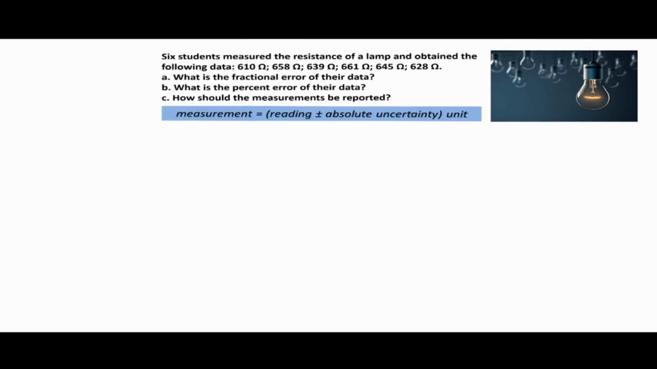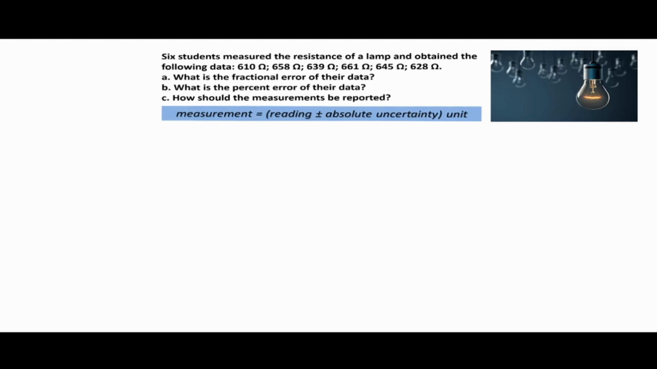For our next problem, six students measured the resistance of a lamp and obtained the following data: 661 ohms, 610 ohms, 658 ohms, 639 ohms, 645 ohms, and 628 ohms. Letter A, what is the fractional error of their data? B, what is the percent error of their data? C, how should the measurements be reported?